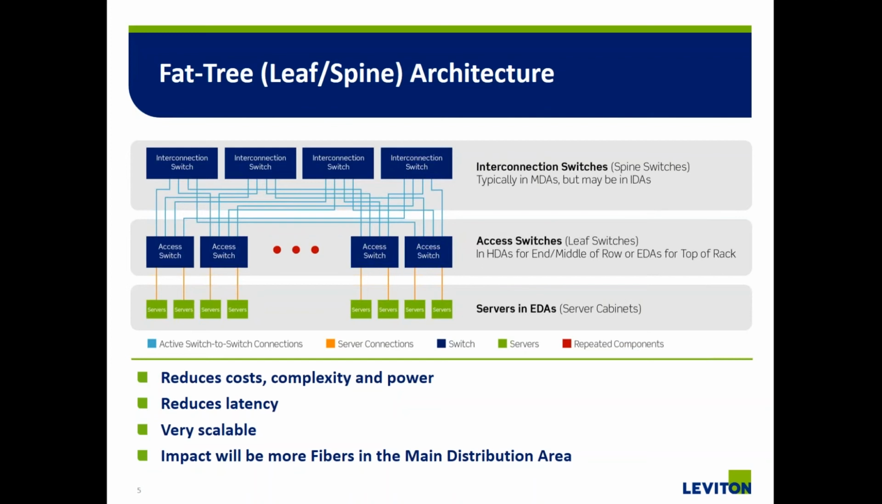The impact of going with a leaf and spine architecture is that there will be ultra high density of fibers in the main distribution area that need to be better managed.